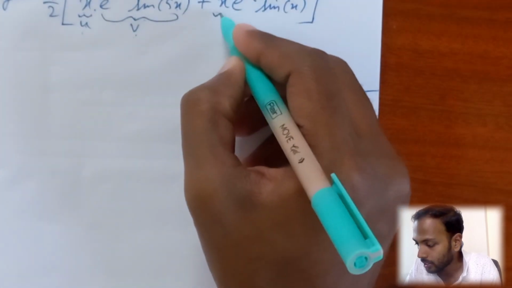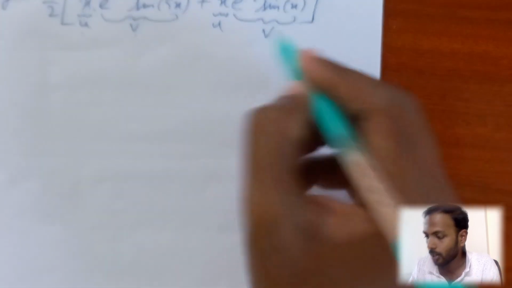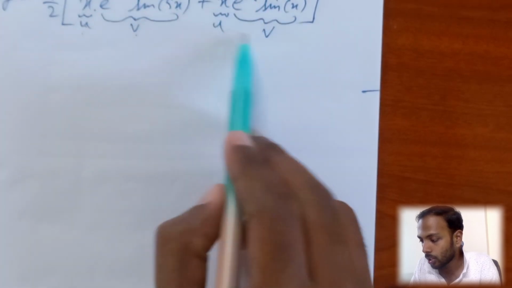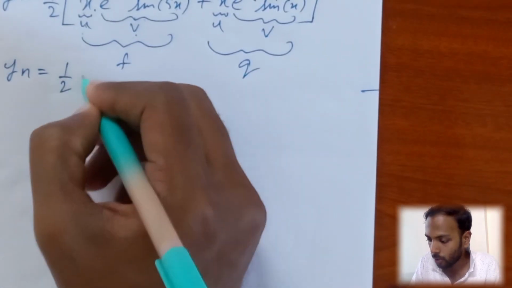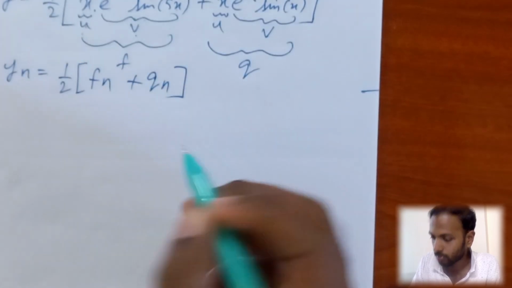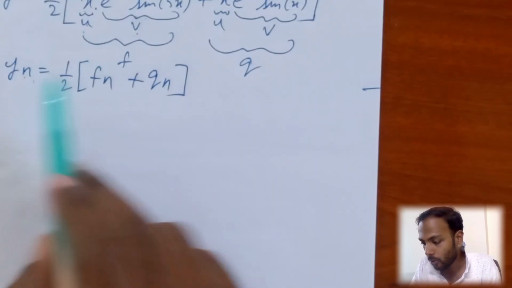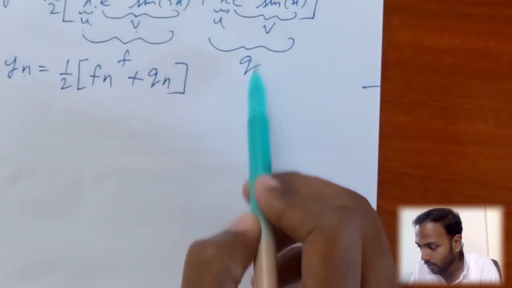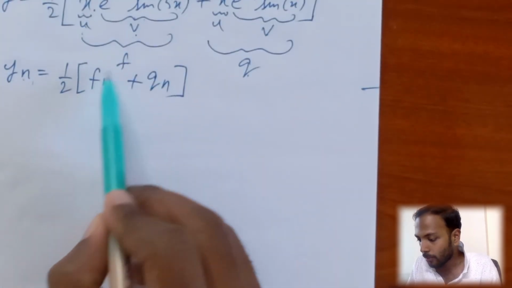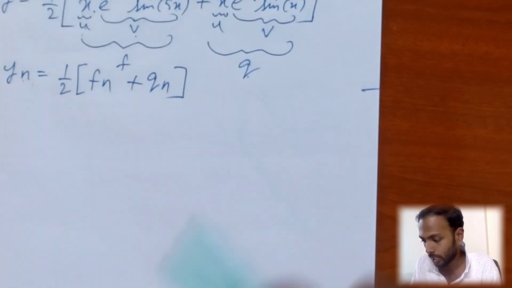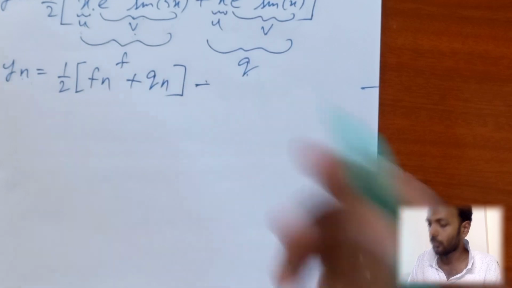So I consider x as u and this as v, and the same thing here. Now it's sorted. There is a plus in between, which means these two terms can be individually solved using Leibniz theorem. You can consider this as f and this term as q. The goal is to find yn. yn would be 1 by 2 into fn plus qn. That is, the nth derivative of y would be the nth derivative of this term, f, plus the nth derivative of this term, q. Wherever there is a plus or minus in between, you can differentiate the terms individually by applying a formula; in this case, it's the Leibniz formula. So this is what we have to solve.